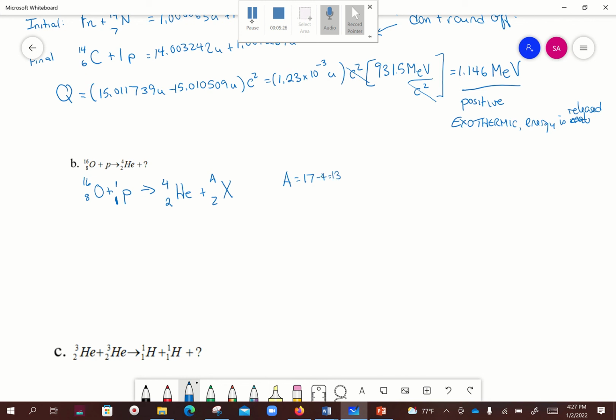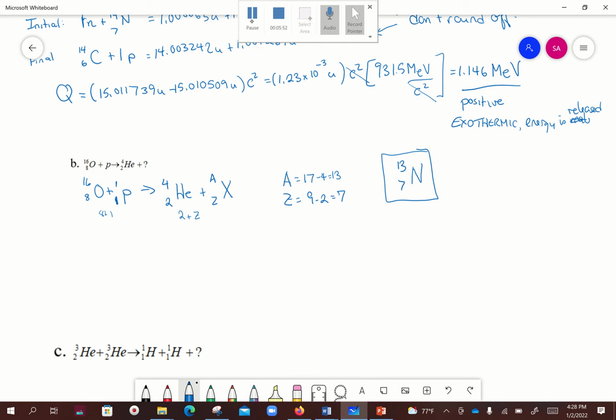On the bottom, my numbers have to add up. So here I've got 8 plus 1. And here I've got 2 plus Z. So Z is equal to 8 plus 1 is 9, so 9 minus 2, which is 7. So my nucleus is 13,7. And then I go to the periodic table, look up what has an atomic number of 7, and it's nitrogen. So that's my missing value.